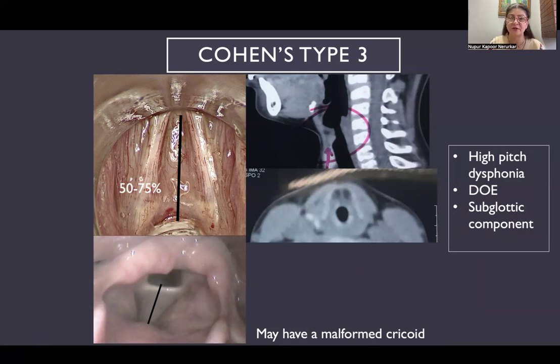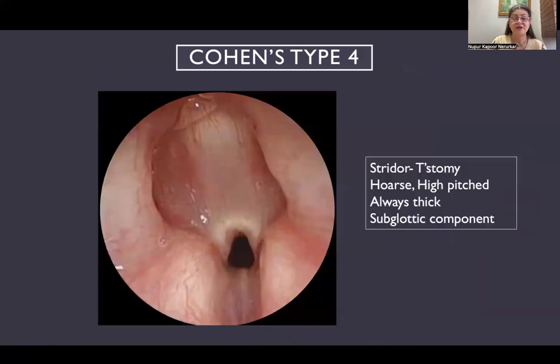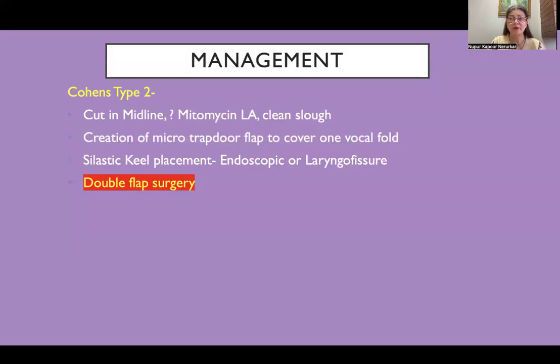So then we go to the last, Cohen's type 4, where of course there would be a tracheostomy done because the patient would present in stridor and there is a very hoarse, high-pitched voice, always thick web, always subglottic component present. Let's talk about the management, and I am going to focus on the Cohen's type 2, especially that which is congenital in nature.